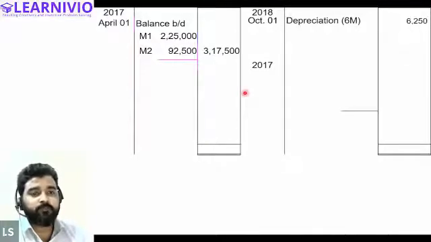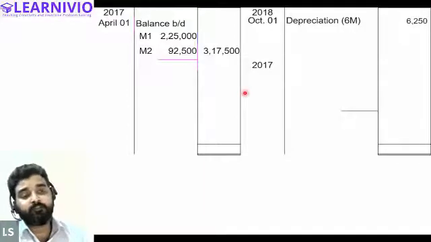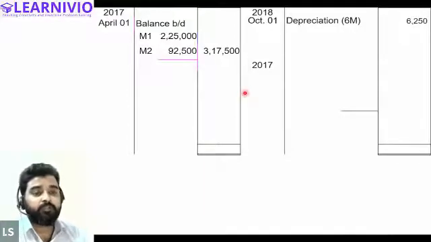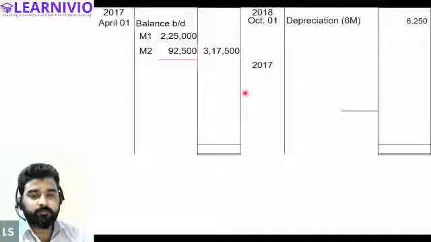We'll charge depreciation on 2,40,000, at the very beginning, whatever the cost was, because we are following the fixed installment method, the straight line method. But sir, will the installation price be counted?